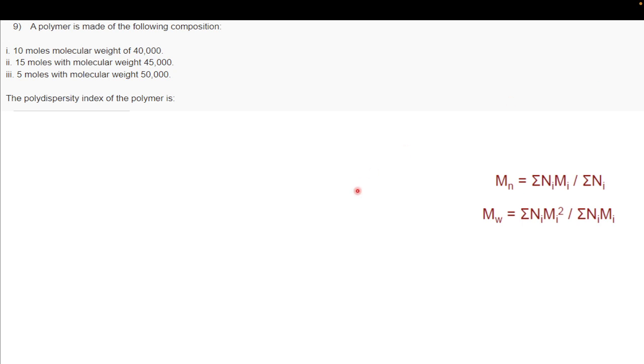Since you know the formula right now, all you need to know is, you have been given the number of moles, which is Ni, and the molecular weight of those moles, that is your Mi. So if you know these two formulae, it should be pretty straightforward.